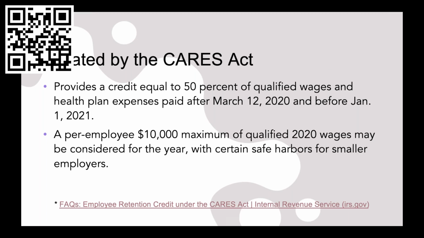Let's just say 50% of $10,000 is $5,000, plus a little markup for health expenses. So you could get basically $5,000 per employee for anybody you had on the payroll from March 12th of 2020 through December 31st of 2020. And that was how it started.